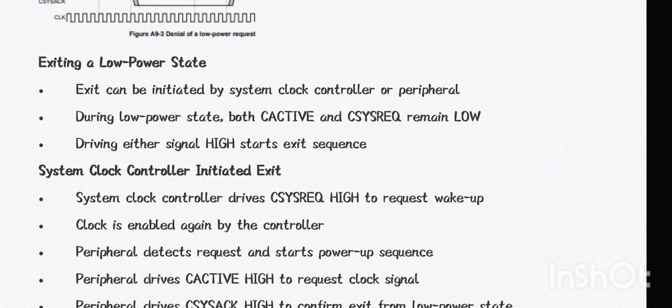Exiting a low power state. Exit can be initiated by the system clock controller or the peripheral. During low power state, both CACTIVE and CSYSREQ remain low. Driving either signal high starts the exit sequence.